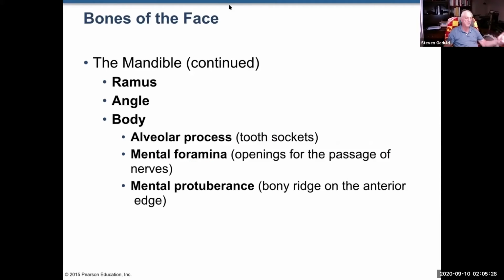We also have a ramus, an angle, and a body. The body is the alveolar process. We have two sockets. The mental foramen is an opening for passage of nerves. And the mental protuberance is the anterior edge that we use to line up, like we do in braces and orthodontics. We do a side view to line that up to get a correct jaw position.